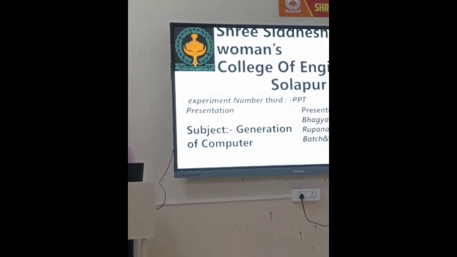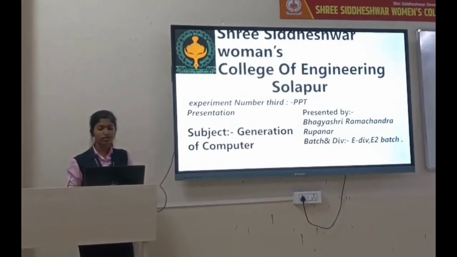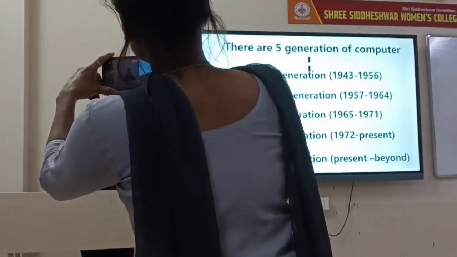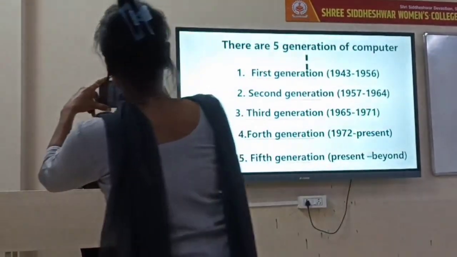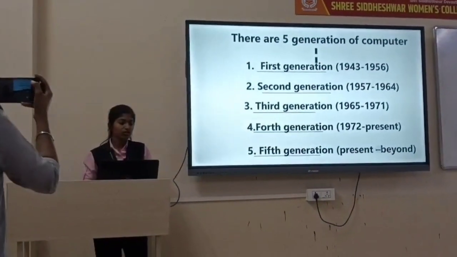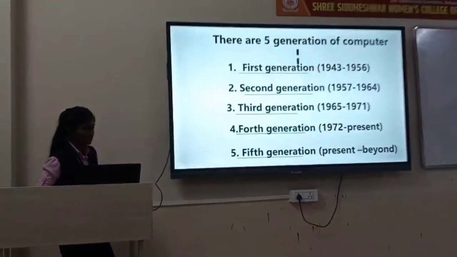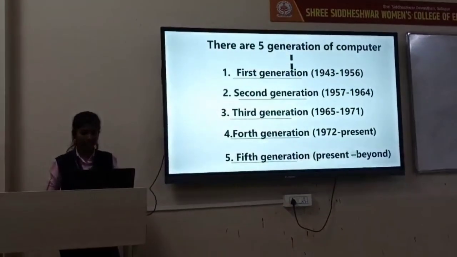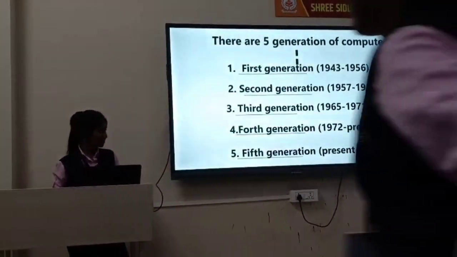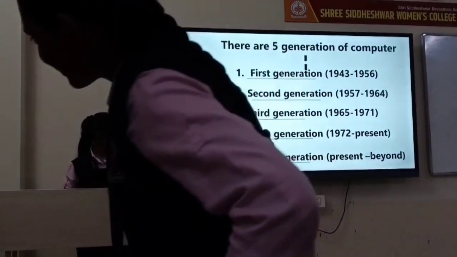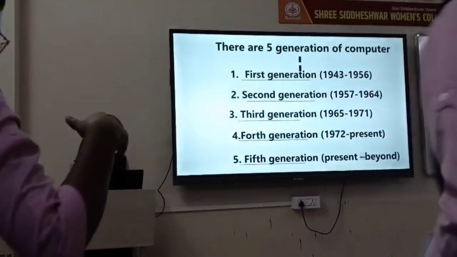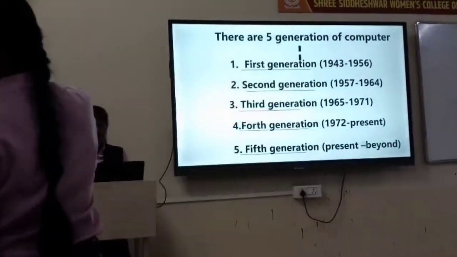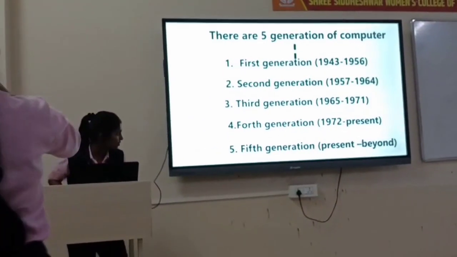Subject: generations of computer. There are five generations of computer: first generation, second generation, third generation, fourth generation, and fifth generation. The first generation spans 1943 to 1956, and the second generation is 1957 to 1964. The third generation is 1965 to 1971, and the fourth generation is 1970 to present. The last one is the fifth generation, present to the end.